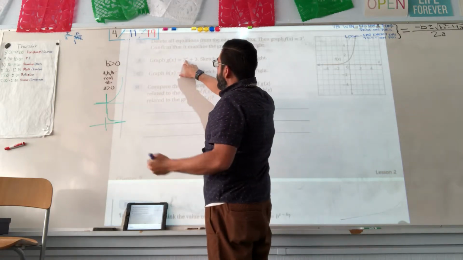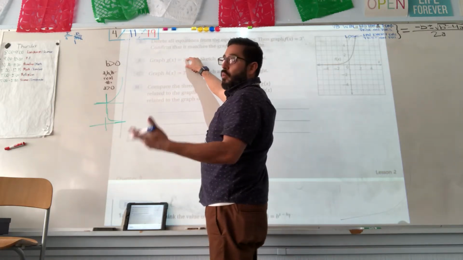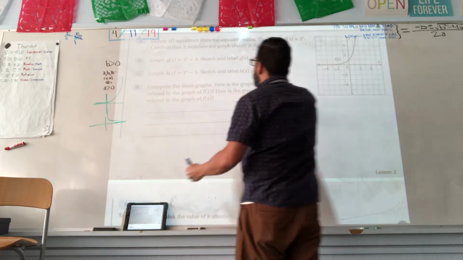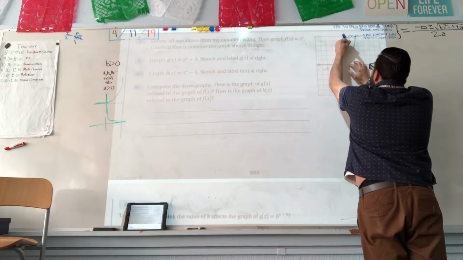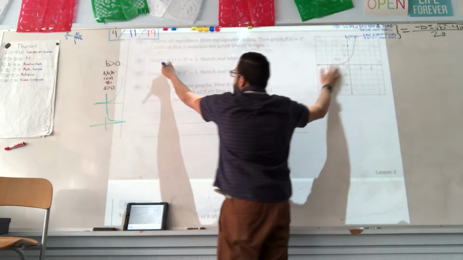So let's start with 0. 3 to the 0 is 1, right? 1 plus 3 is 4. So when x is 0, okay, so this is my g of x.